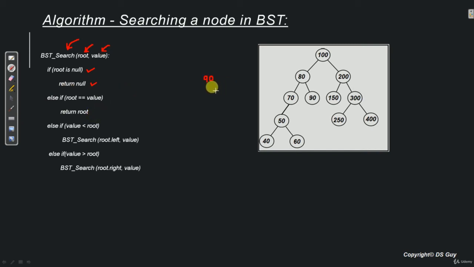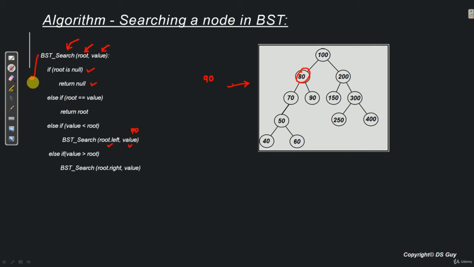So let's say we were looking for the number 90 in this binary search tree. What would happen is, if root is null, no, root is not null, it is 100. So it will go to the else if block. If root is equal to value, no, root is 100, value is 90. So it goes to the next else if. Is value less than root? Yes, value is 90, root is 100, so it is less than root. So we do a recursive call, binary search tree, root dot left. What is root dot left? It is this node over here. And what is value? That is 90.